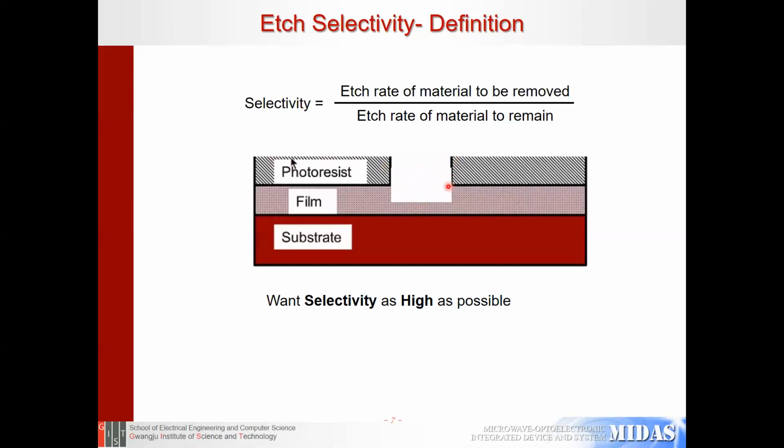The second reason is when I go all the way through the material and I hit the substrate material, selectivity can also be very important. For example, if I'm etching a gate over a thin gate oxide, I have to stop immediately before going through that thin oxide. So therefore, I want a very high selectivity to the material I removed relative to my underlying gate oxide. So normally we want a high selectivity.